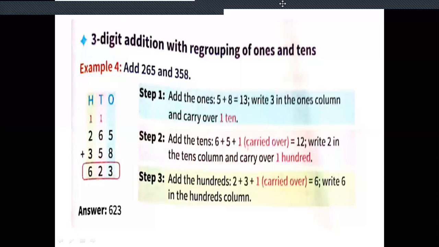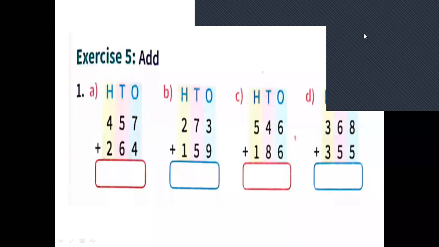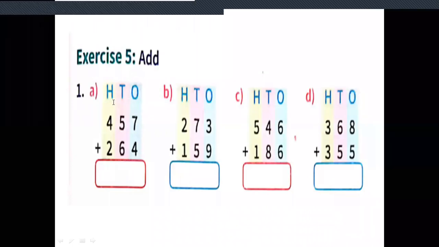We will see some example sums. See here, add. They have written hundreds, tens, ones. Always you have to write hundreds, tens, ones. 457 plus 264.